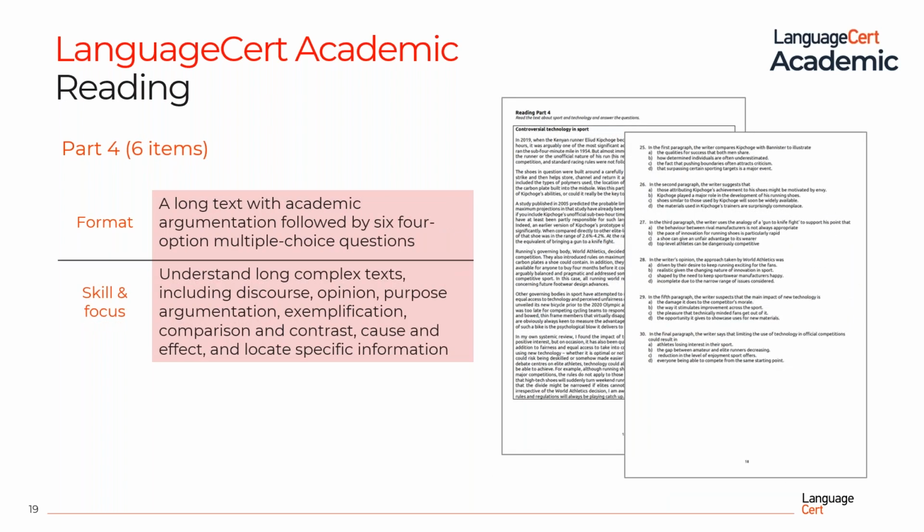Lastly, Part 4 requires candidates to read a long text with academic argumentation, followed by 6 4-option multiple-choice questions. Here, what is being assessed is the ability to understand long, complex texts, including discourse, opinion, purpose argumentation, exemplification, comparison and contrast, cause and effect, and locate specific information.